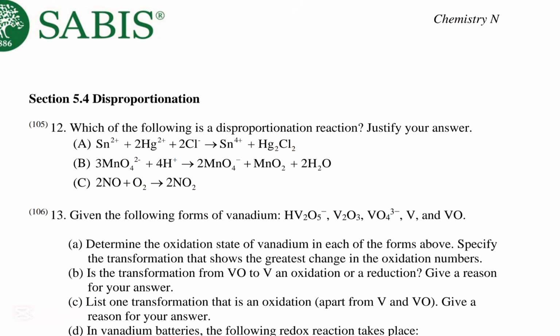Now part C, what does it say? 2NO plus O2 gives me 2NO2. So here this is +2, -2. This is 0. This is +4, -2. Here, this was oxidized. The oxygen here, we don't care about it, but this oxygen here was reduced. So no, this is not a disproportionation reaction. That means the only disproportionation reaction I have is B.